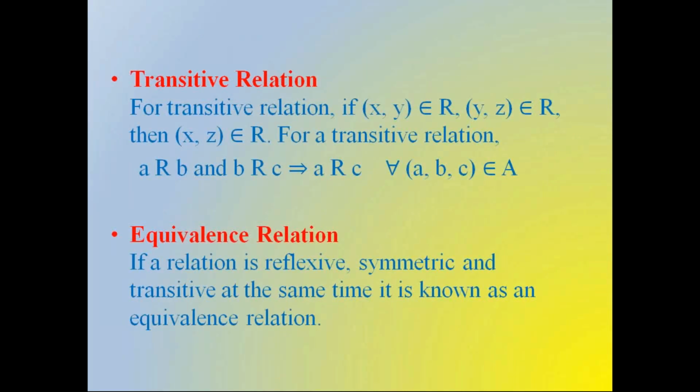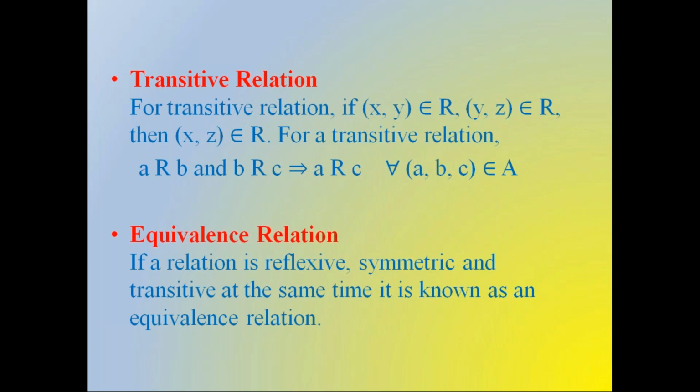For a transitive relation, we have to consider two ordered pairs and we have to prove the third combination is also in the relation set. The condition is if (x, y) belongs to R and (y, z) belongs to R, then (x, z) belongs to capital R. For a transitive relation, if a is related to b and b is related to c, implies a must be related to c. If it appears, we can say that it is a transitive relation.